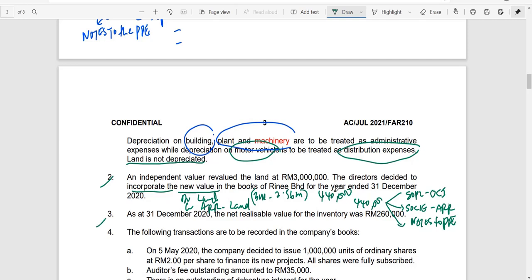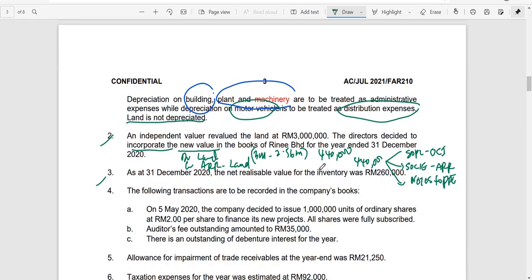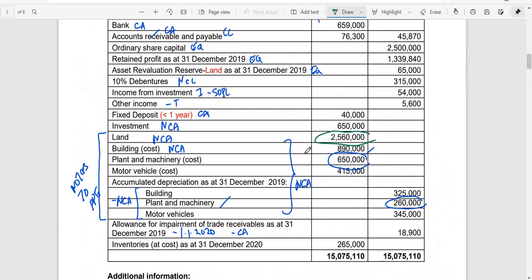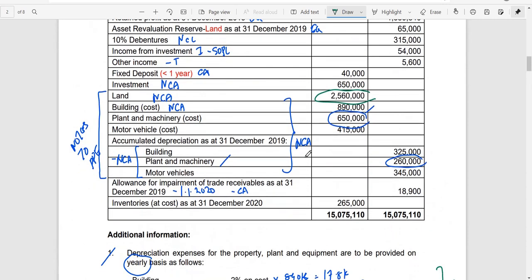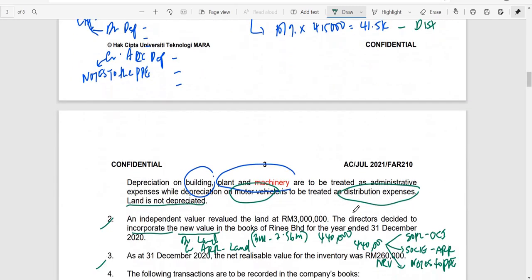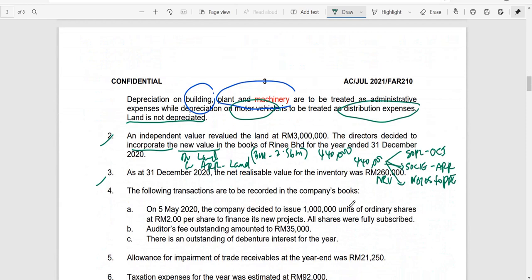Next is about the net realizable value of the inventory. You are informed the net realizable value of the inventory was 260,000. So what you have learned before is that on subsequent measurement, the inventory shall be measured at the lower between the cost and the NRV. The cost of the inventory was 265. You should measure at the lower between the cost and the NRV. So this is the NRV.